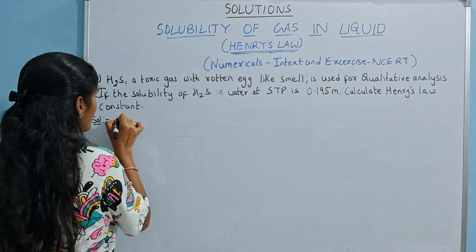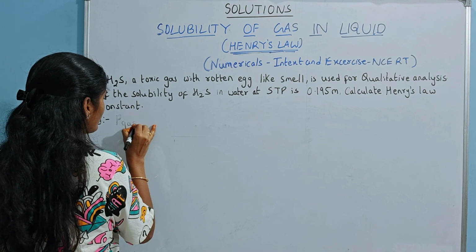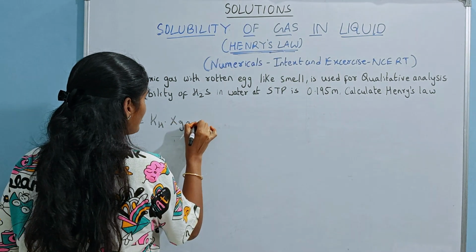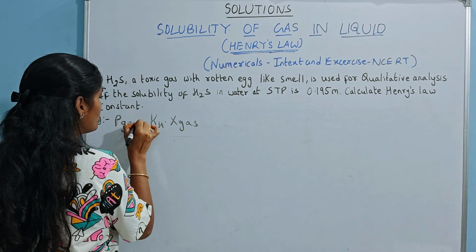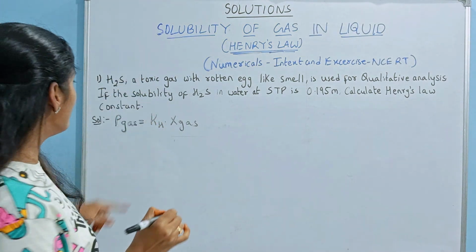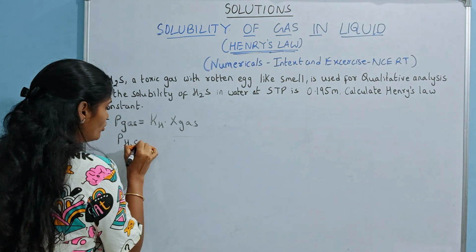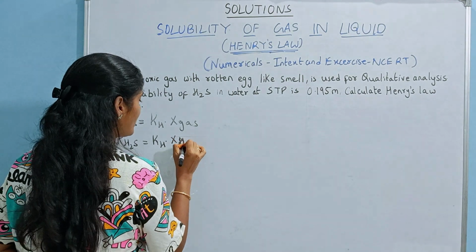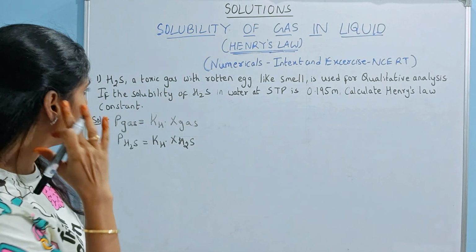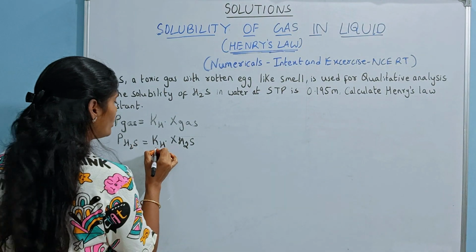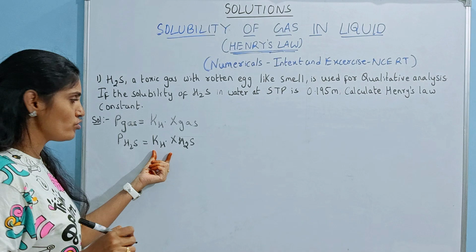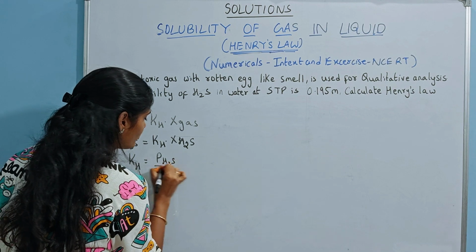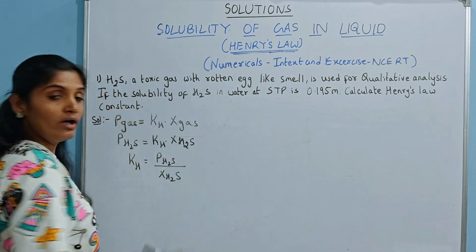What is that formula? Pressure of gas is equal to kH into mole fraction of gas. This is the formula. So here which gas have we taken? We have taken H2S gas. So pressure of H2S gas is equal to Henry's constant into mole fraction of H2S gas. This is the only formula we have. So what is he asking? We need to find Henry's constant here. So I am rearranging the equation. Henry's constant is equal to pressure of H2S gas divided by mole fraction of H2S gas.